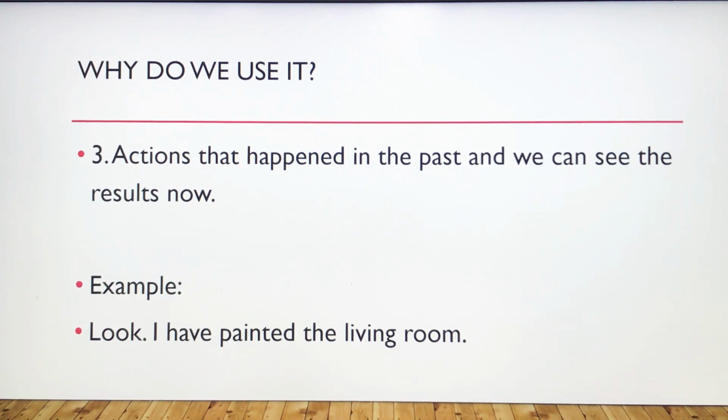All right, number 3, actions that happened in the past and we can see the results now. As you can see in the example here, I have painted the living room. Now the painting action is done. It's in the past, but we can still see the results because the paint is still fresh and it's new and it's still in the present.